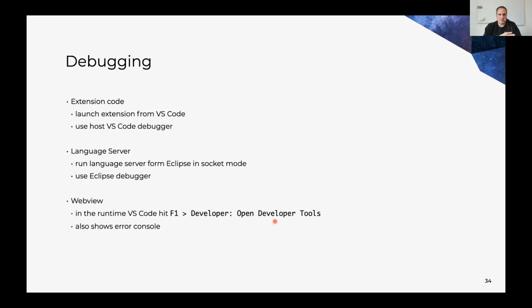The language server, there is a special thing you could do. I mean, it's a Java application. You could attach a remote debugger, but we also have a language server socket in Sprotty-Xtext that allows you to easily keep your server running, for example, from Eclipse. And this is then easy to debug from within Eclipse.